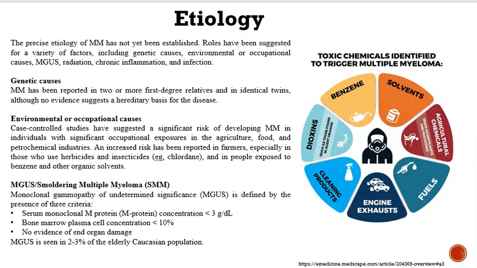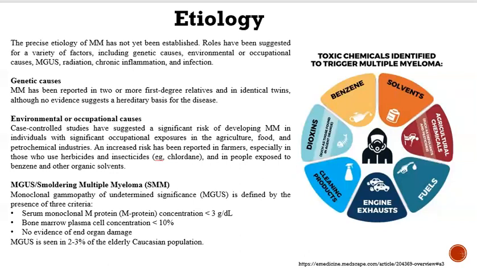Roles have been suggested for a variety of factors, including genetic causes, environmental or occupational causes, radiation, chronic inflammation, and infection. Genetic causes have been reported in two or more first-degree relatives and in identical twins. Also, no evidence has been suggested for a hereditary basis of the disorder.